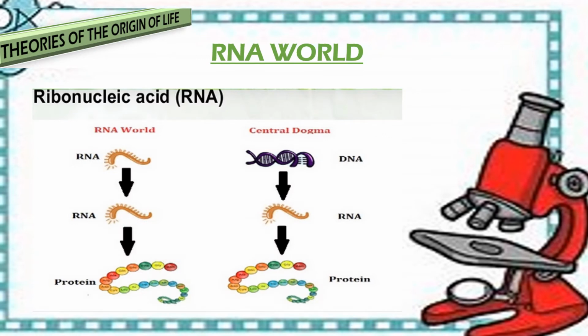Now, it comes in now with the RNA world. This RNA world can tell us how life started. So we have here the ribonucleic acid, which is the RNA, that can support the theory of biogenesis, that life originates from pre-existing life. Okay?